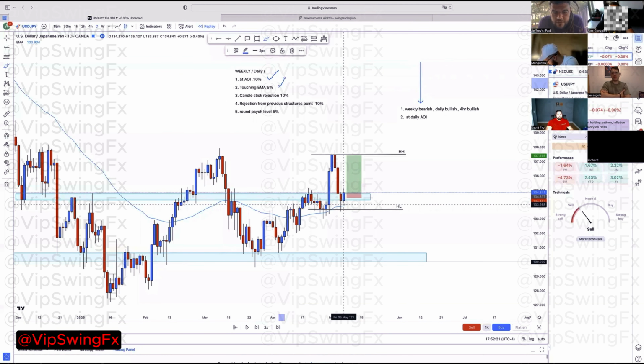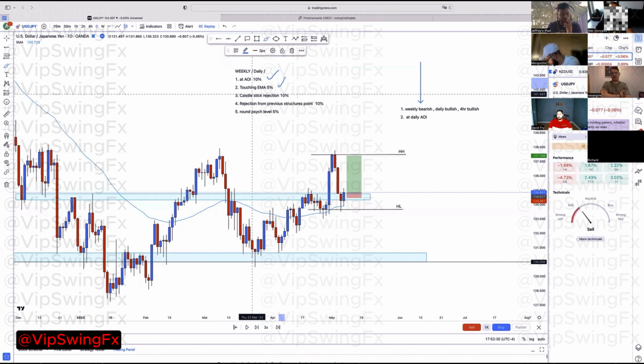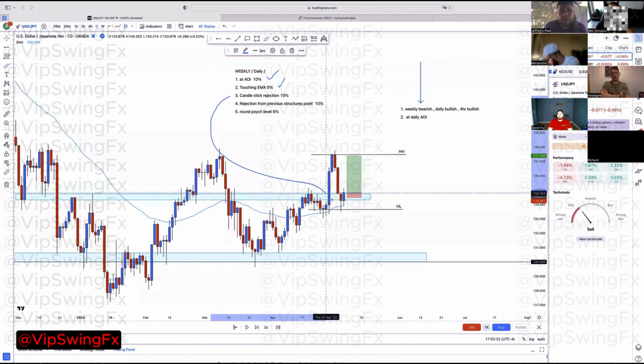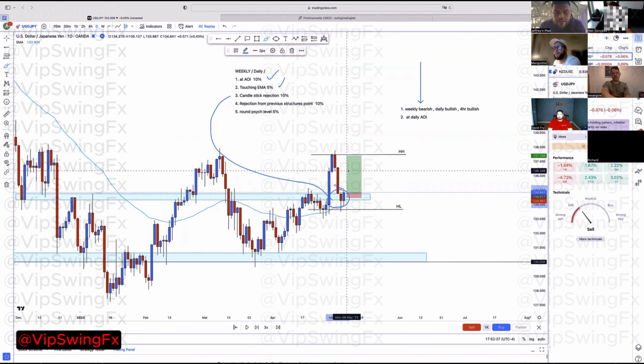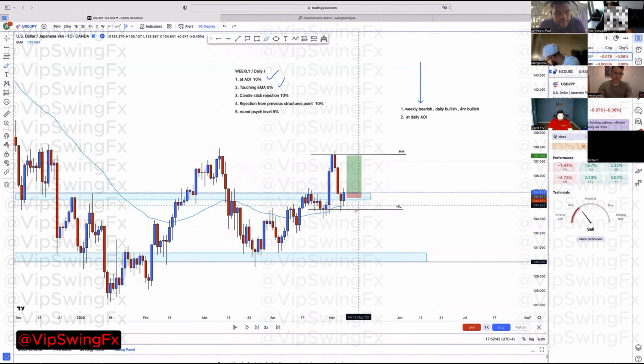We are having the wicks. The wicks count when it comes to rejecting the EMA. Ideally, you would want the bodies, but we are nonetheless touching the EMA. We are respecting it. Do we have a candlestick rejection from the area of interest? Type 1 if yes, type 2 if no. Clearly, we do have a candlestick rejection. We have a bullish engulfing morning star formation.